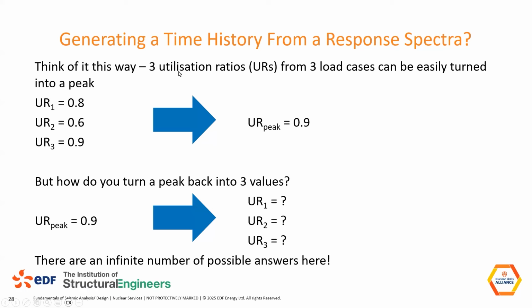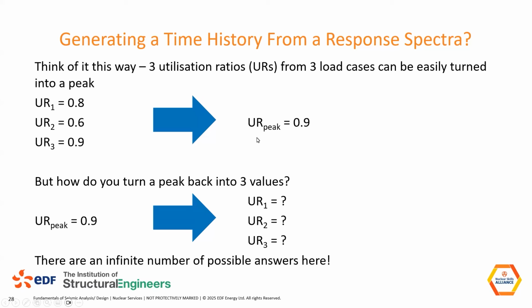If you have three load cases, let's say dead and live, wind, and snow, and we have three different utilization ratios associated with them for the design of a beam, and I ask you, can you take these three utilization ratios and give me the peak of them? It's really easy: 0.8, 0.6, 0.9, the maximum is 0.9, that's the peak. This is similar to what we're doing with a time history and a response spectrum. We're taking a full input over time and extracting the peak value, and that's fine because we use peaks for design, so that's all we need.